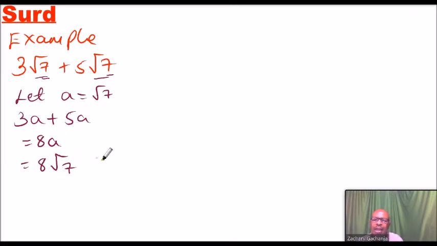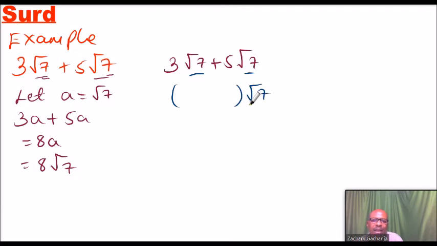When you get used to it, you don't need to write let A equal that. That's not necessary. In fact, you can do it another way: 3 root 7 plus 5 root 7. You see here, root 7 is common, so you can factor it out outside the bracket. It is common in both terms. Once you factor out root 7, you will be left with 3 plus 5.